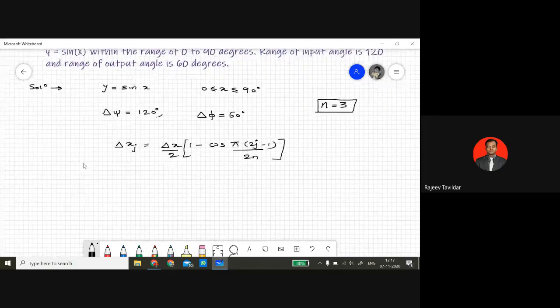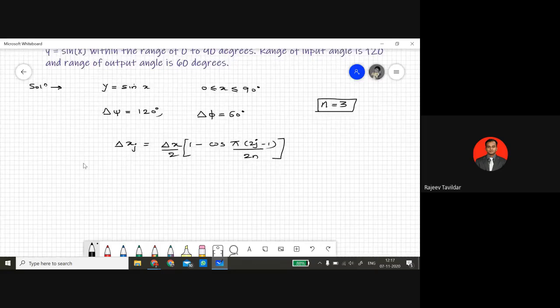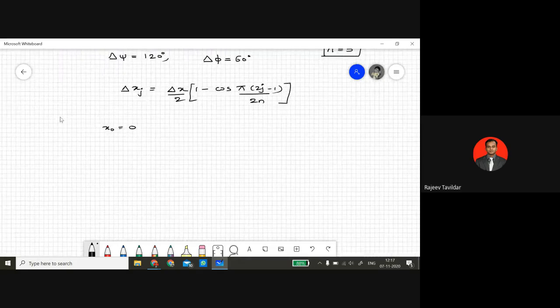So the values that we have got are x0, which starts from 0, and x1 we had got as 6 degrees, x2 is 45, x3 is 84, and x4 is 90. So these are the 3 precision points, and x0 and x4 are the extreme points.